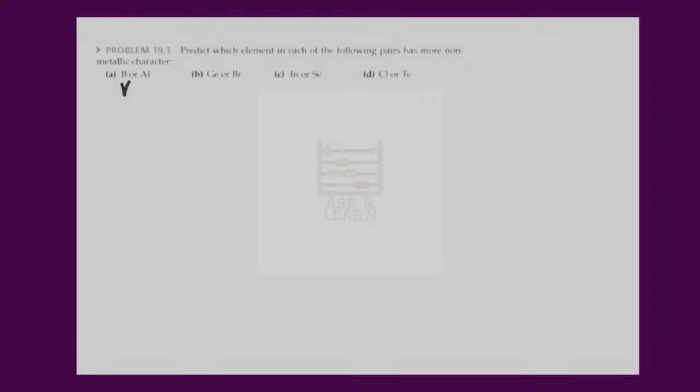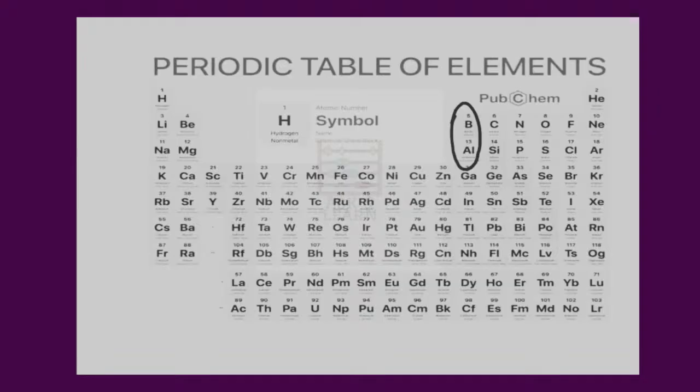B. Germanium or bromine? Bromine has a higher group number, it's a halogen, so it's more non-metallic than germanium.